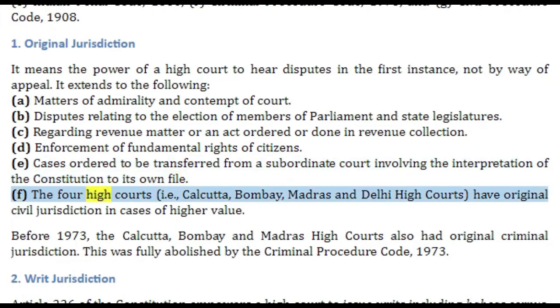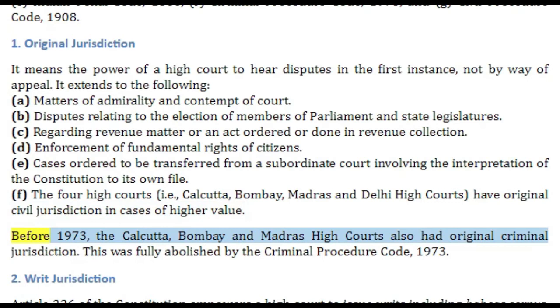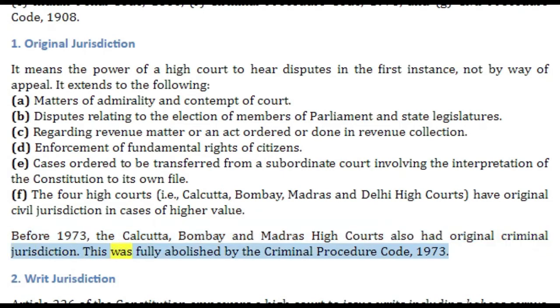f. The 4 High Courts, i.e., Calcutta, Bombay, Madras and Delhi High Courts, have original civil jurisdiction in cases of higher value. Before 1973, the Calcutta, Bombay and Madras High Courts also had original criminal jurisdiction. This was fully abolished by the Criminal Procedure Code, 1973.